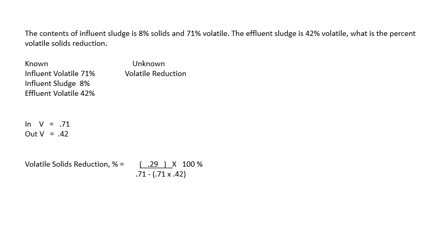Next, we're going to do the 0.71 times the 0.42 in the bottom brackets. The answer for that is 0.2982. Now we're going to do our subtraction. So 0.71 minus 0.2982, and you get 0.4118. So now we're going to solve for the division. So 0.29 divided by 0.4118, and I get 0.70. We're going to multiply that by the 100%, and the answer is the volatile solids reduction of 70%.